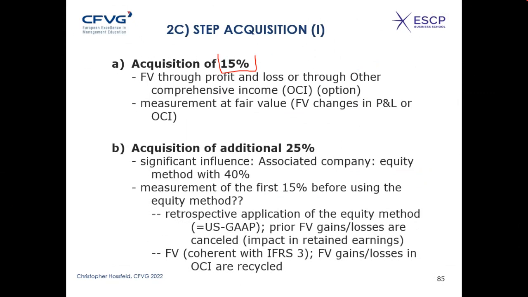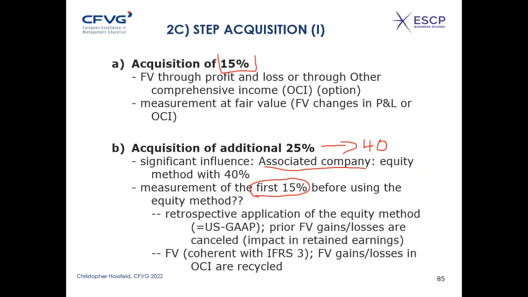Then I buy another 25%. That means now, after doing this, obviously I reach a total investment of 40%. If I add up the two, 40% means it's now an associated company and I use the equity method with 40%. The question is, how do I measure the first 15% before using the equity method? Here, I have the purchase price of the 25% today, and I use that as a starting point, and from here on I apply the equity method.